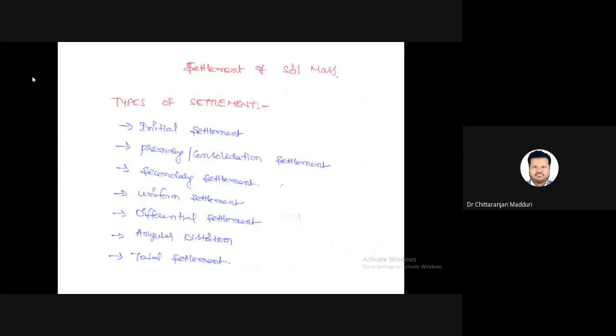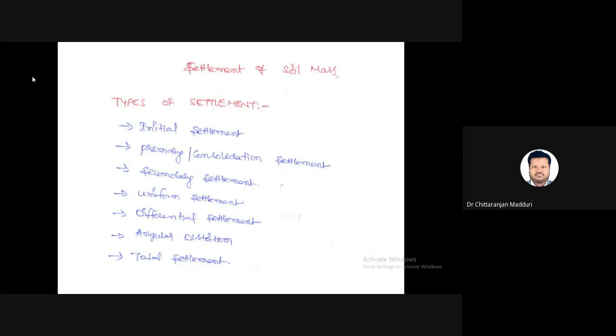So when load is applied on a soil mass, the load is first transferred to air, so air will expel out. This is known as initial settlement. Then the load is transferred to water, so that there is a change in volume of the soil mass, which is known as primary consolidation settlement. Then the third one is secondary settlement.